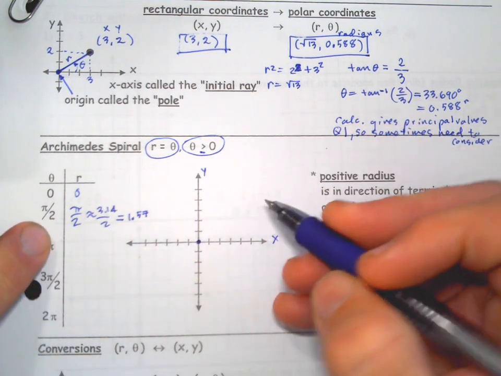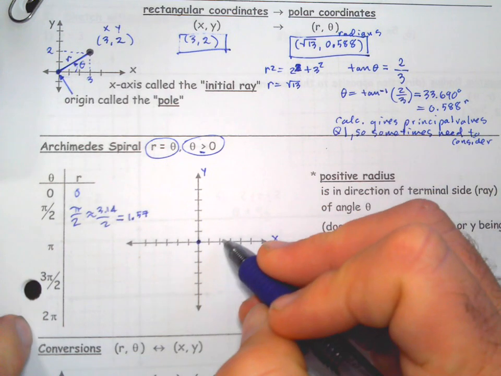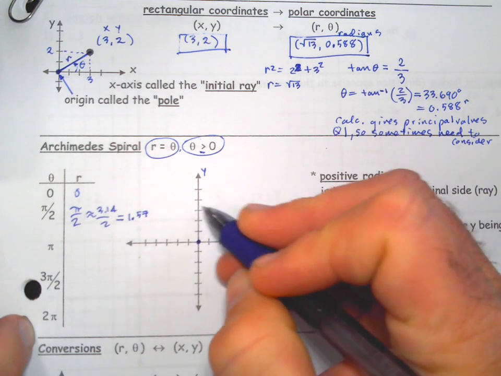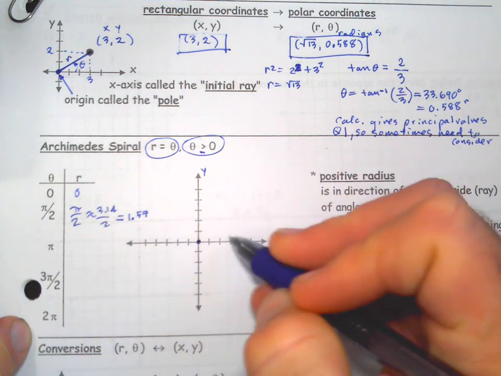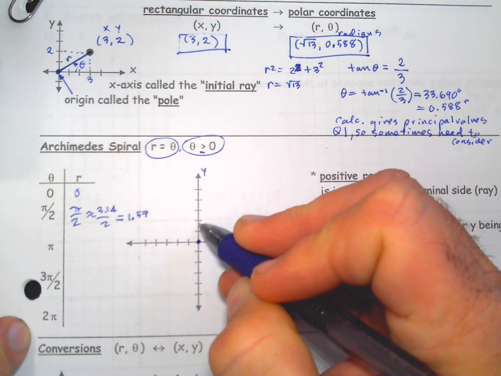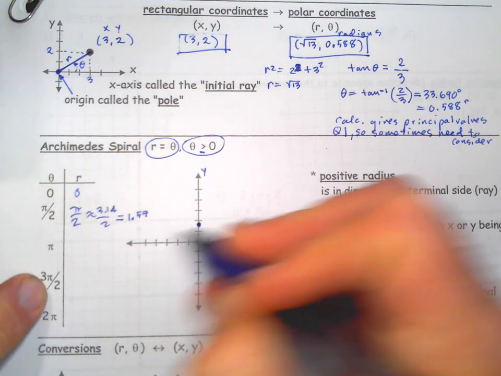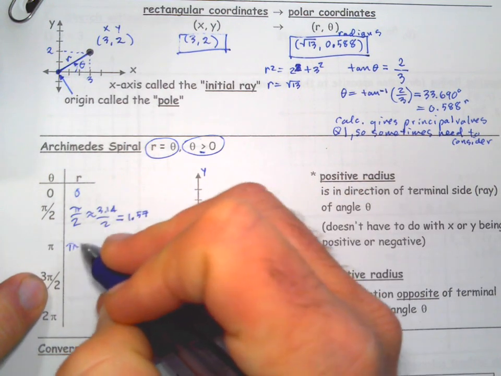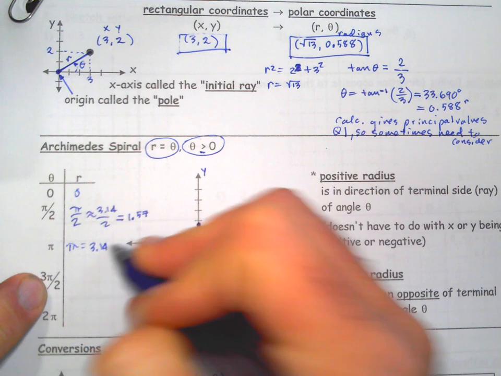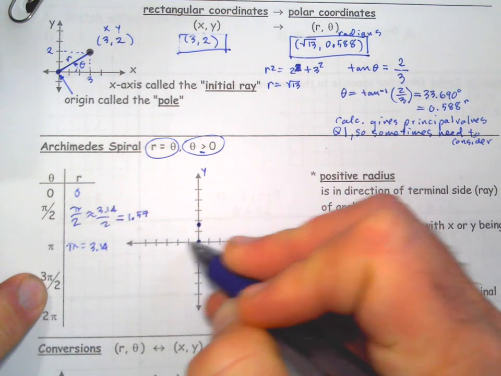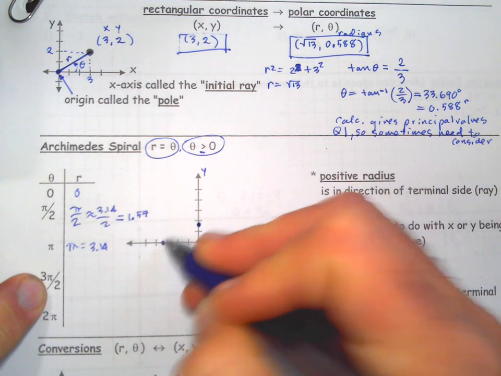And then pi over 2, well, pi over 2 angle is right up here. That's like a 90-degree angle, right? This is 2 pi. So pi over 2 here, and then we're going up 1.57, which is right around there. And then at pi, which is 3.14, pi would be all the way over here, and then we're facing the left.